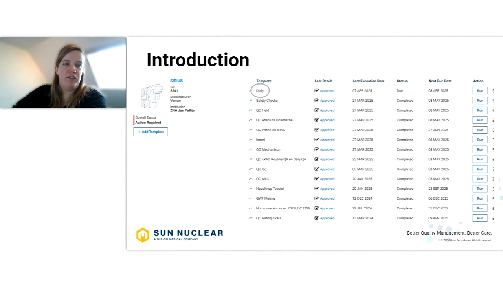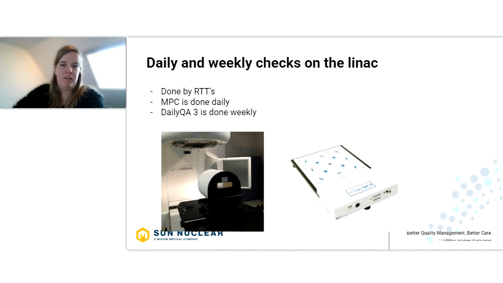So how does that look? This is one of our machines and all the tasks. I'm sorry that some of them are in Dutch. Today I will be focusing mainly on the daily task. In the daily task, we have a daily and a weekly check. They are both done by the RTTs. So we have the MPC that is done every day, and then we use the daily QA for weekly tests.